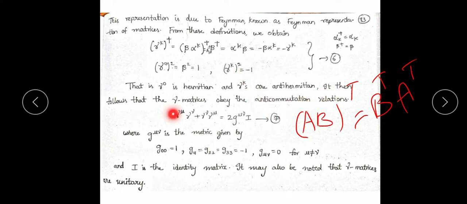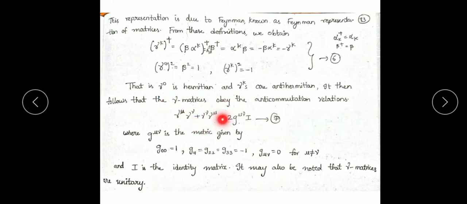So it then follows that the gamma matrices obey the following anticommutation relation: γ^μ γ^ν + γ^ν γ^μ = 2 g^{μν} I. This is the rule followed by the gamma matrices. If we take any two gamma matrices, say γ_1 and γ_2, multiply them, and add the product γ_2 γ_1, in the form AB plus BA, we get this form, 2 g^{μν} I.